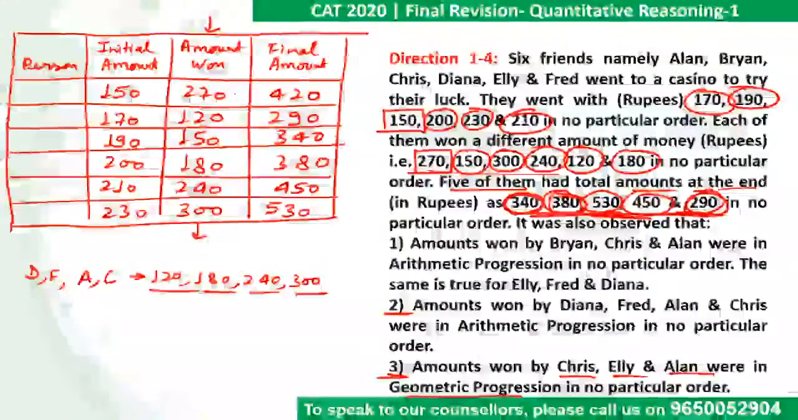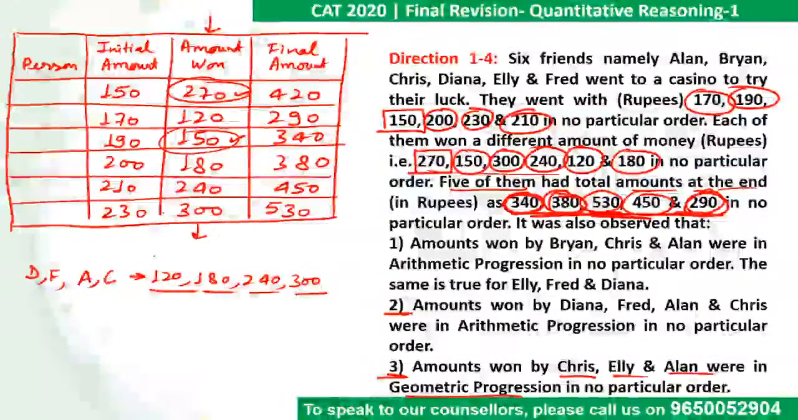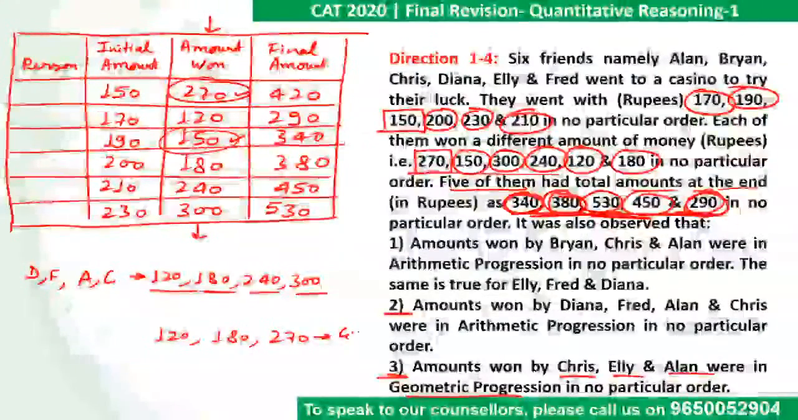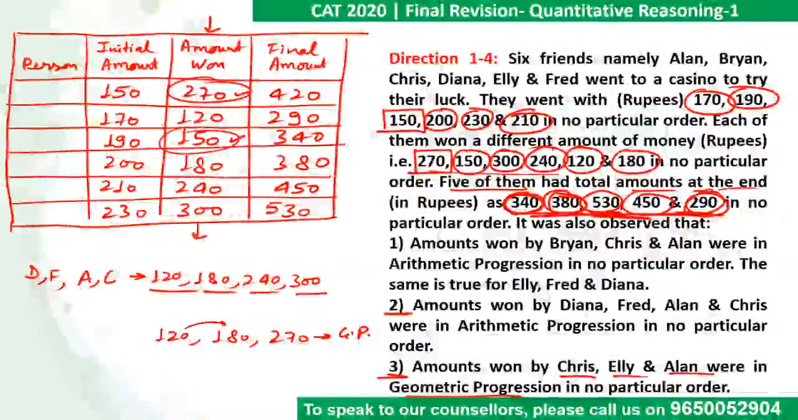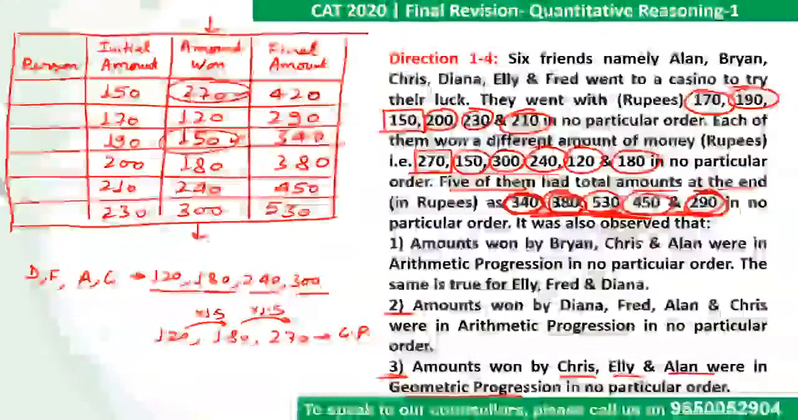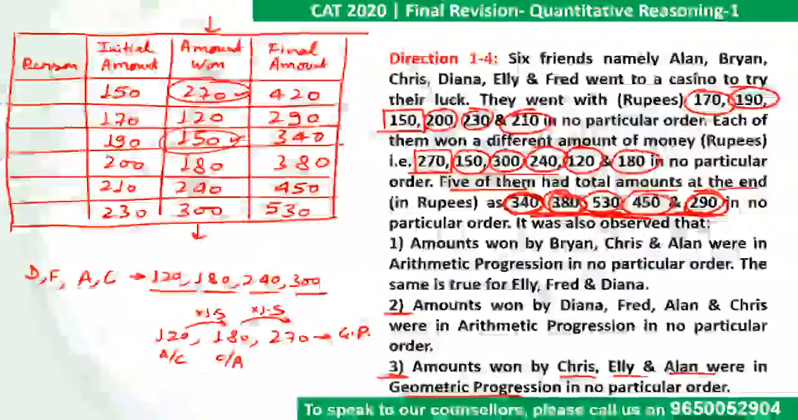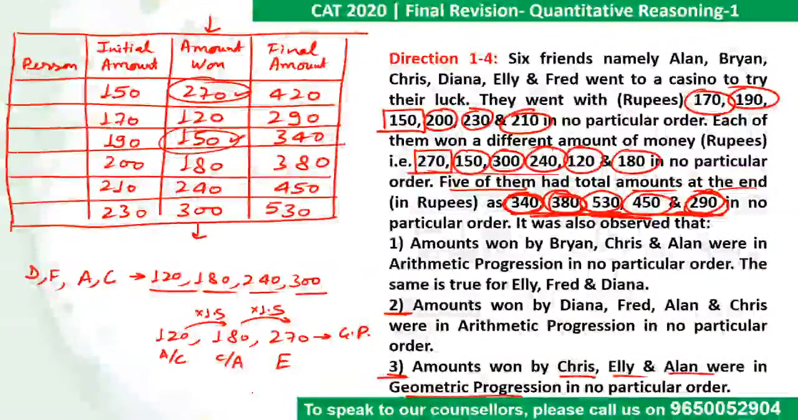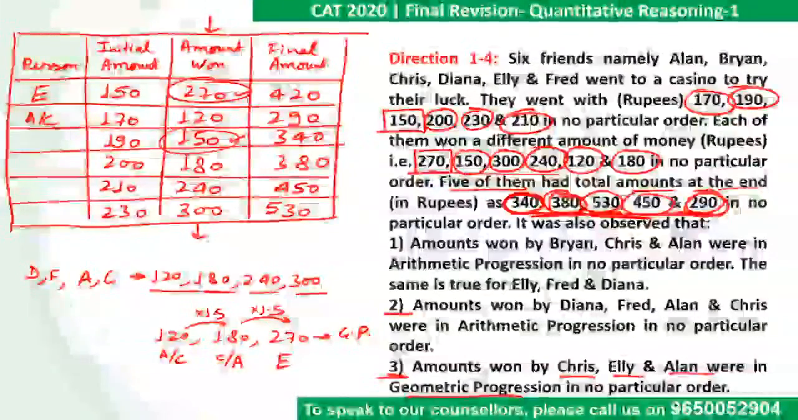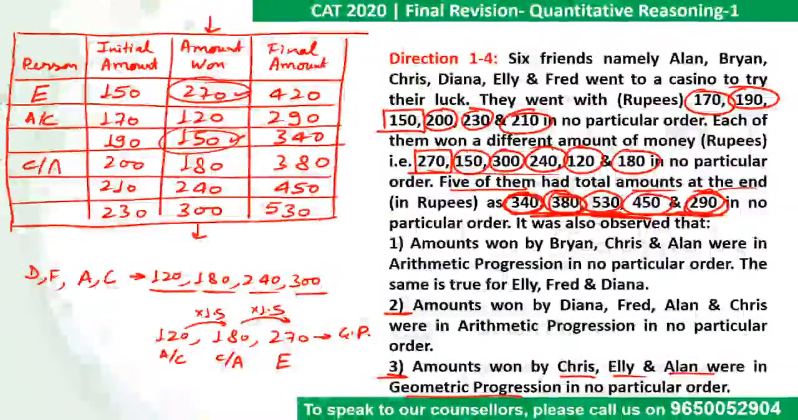Now what are we left with? We are left with only 270 and 150, isn't it? Can I say 120, 180 and 270, these values are in GP, with a common ratio of 1.5? So from this, can I say Ellen and Krish must have amount 1 of 120 and 180, in what order we do not know, and Ellie must have won 270. So Ellie won 270 rupees, whereas on 120 and 180 we have Ellen and Krish.